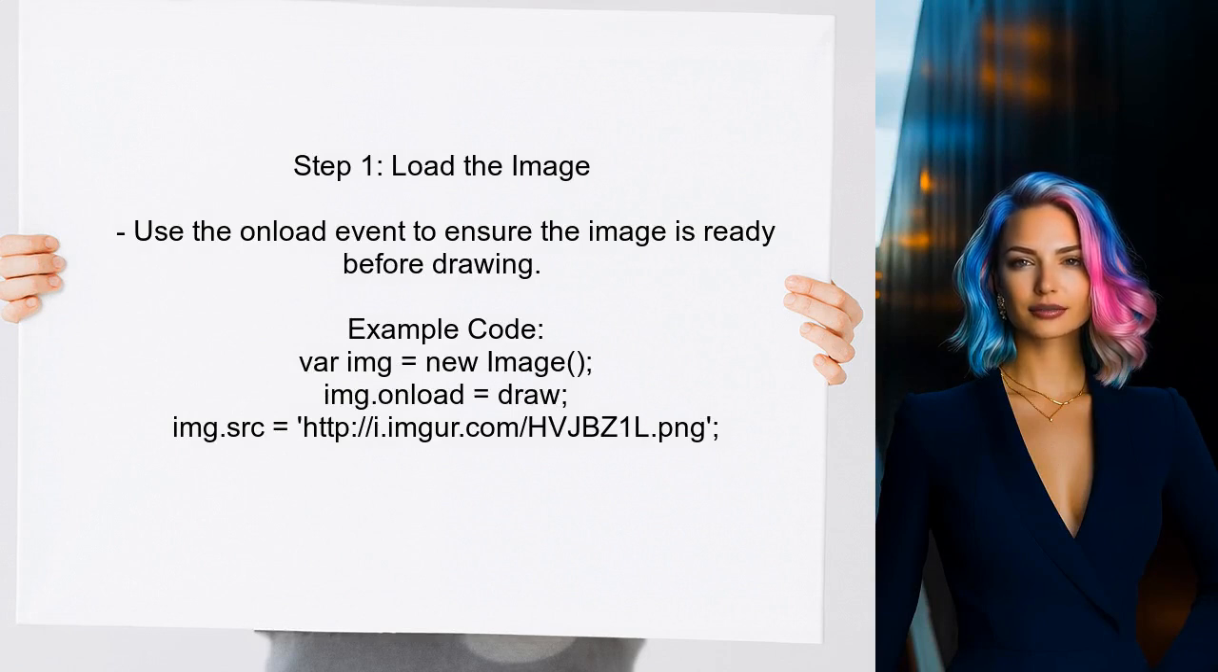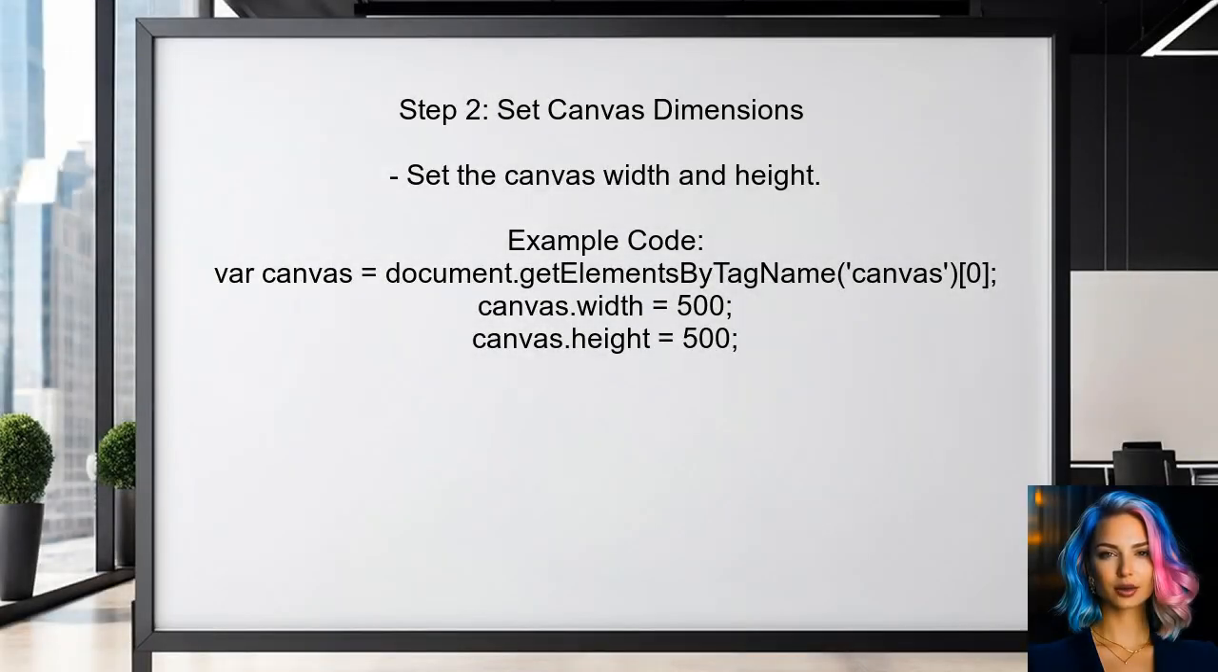To create a loading circle from an image in HTML5 canvas, the user should first ensure that the image is loaded before drawing it on the canvas. This can be done using the onload event of the image. Next, the user needs to set up the canvas dimensions. In this case, the canvas should be 500 pixels wide and 500 pixels tall. This will provide enough space for the loading circle.